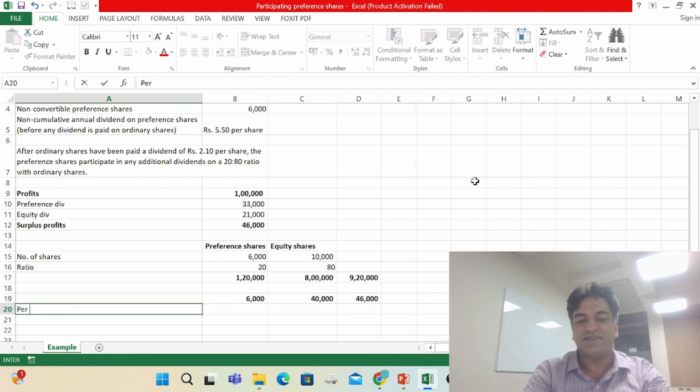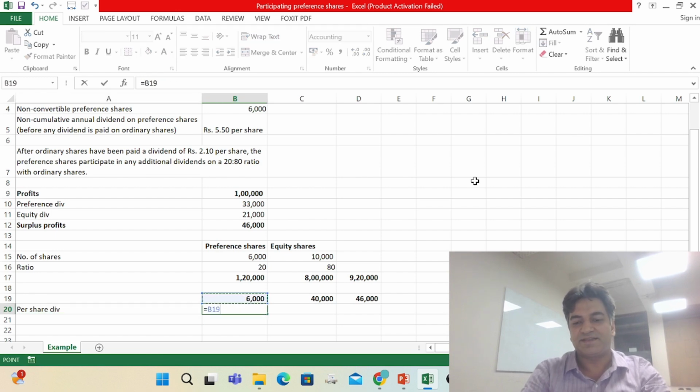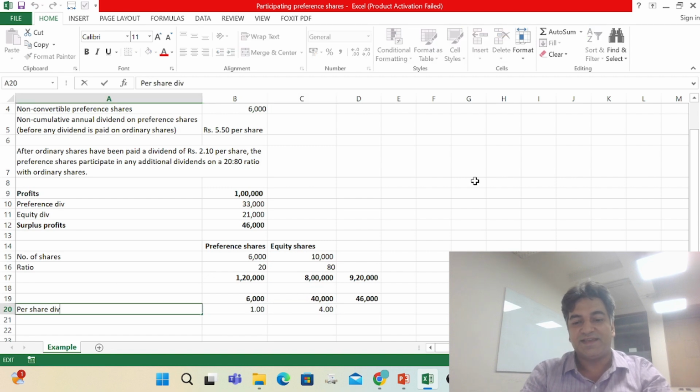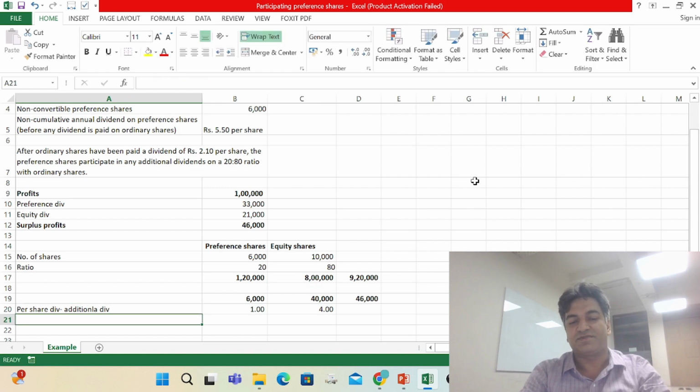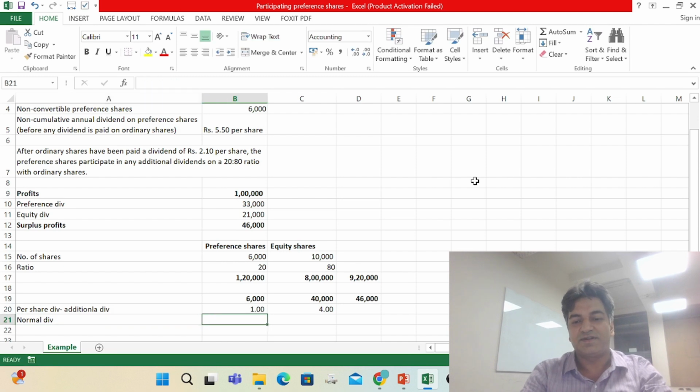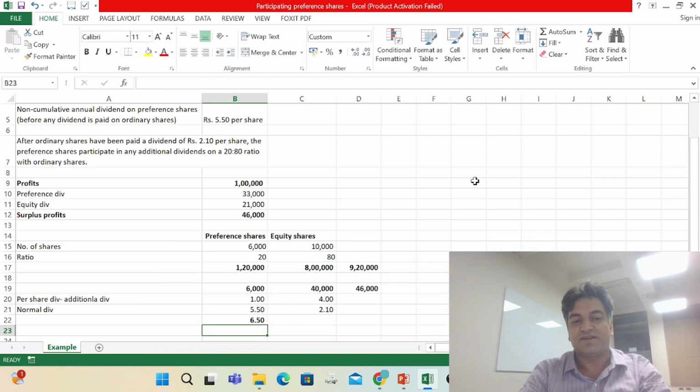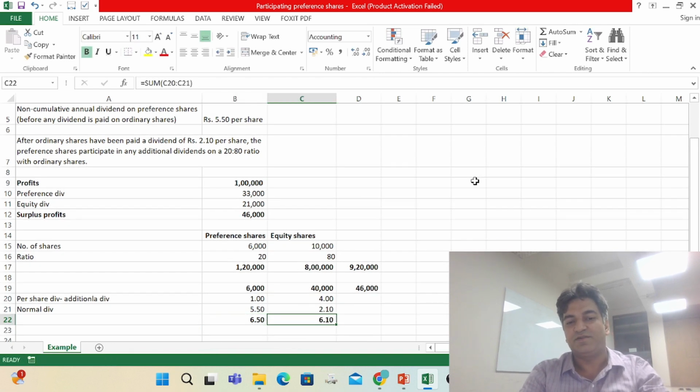So let us see what the per share dividend is. The additional dividend is calculated per share for the preference shareholders and the equity shareholders. And what was the normal dividend? The normal dividend was 5.5 rupees per share for preference shareholders and 2.1 rupees per share for equity shareholders. So the total per share value is 6.5 and 6.1 per share.